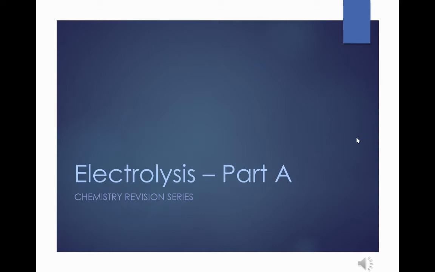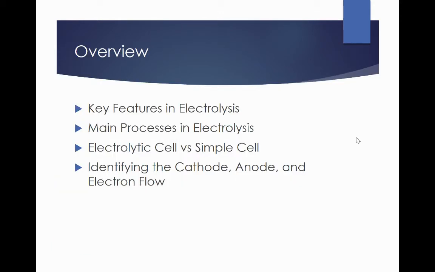Today we will learn about electrolysis. Now, this is an overview for today's session. We will look at some of the key features in electrolysis, followed by the main processes that take place in electrolysis. We will also look at two kinds of cells, the electrolytic cell and the simple cell, and we will look at some steps to help us to identify the cathode, anode, and the electron flow.